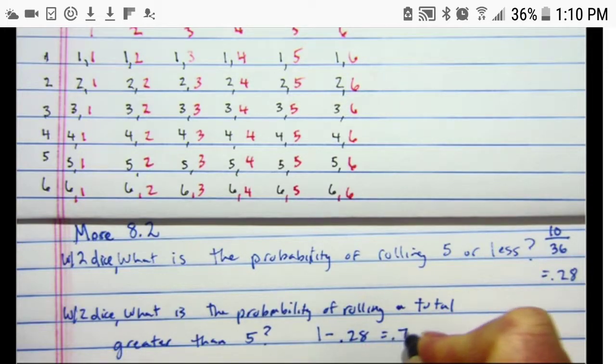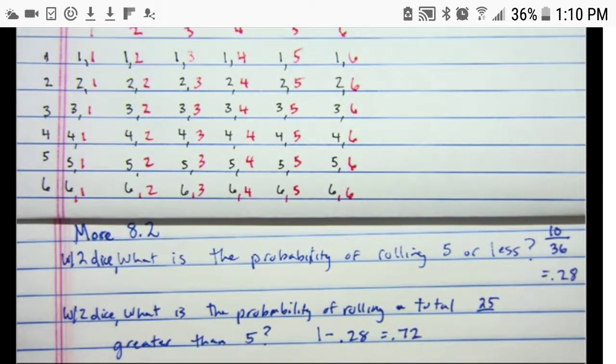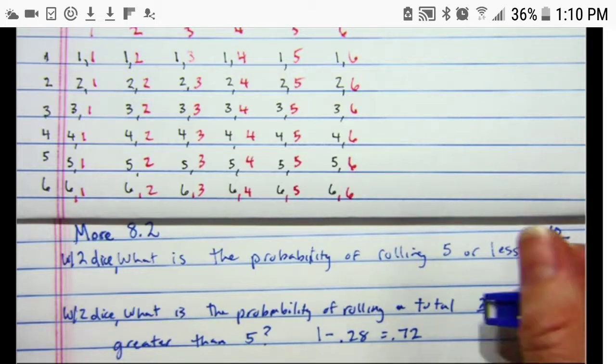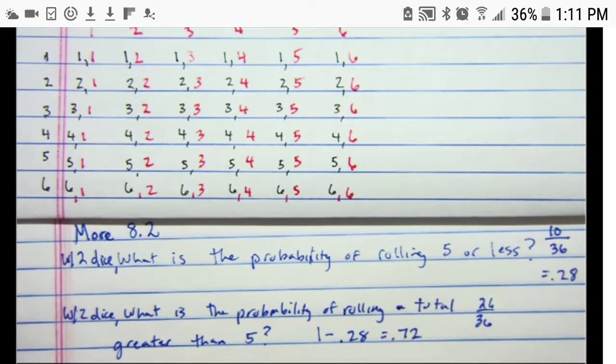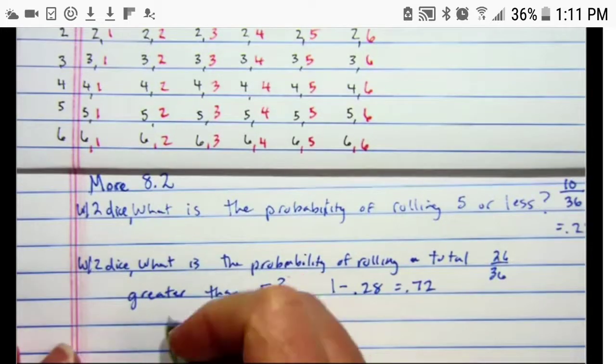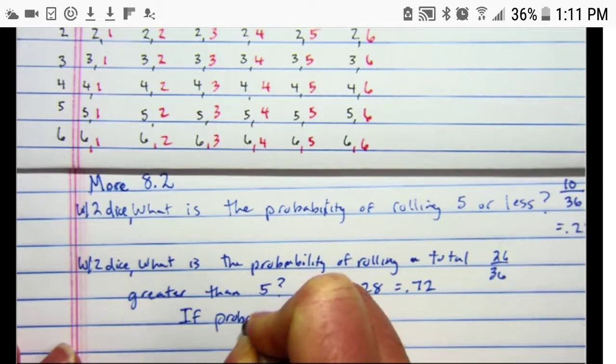So one of the students pointed out that you could just subtract, because if you're not going to have 5 or less, then you can subtract the probability of 5 or less from 1. So we have 1 minus 0.28 or 0.72 for a probability of more than 5, or 26 over 36. So when we look at probability of rolling the 2 dice, you either get 5 or less, or you get more than 5. So the total between those two probabilities is 1. You're either going to get 5 or less, or more than 5.